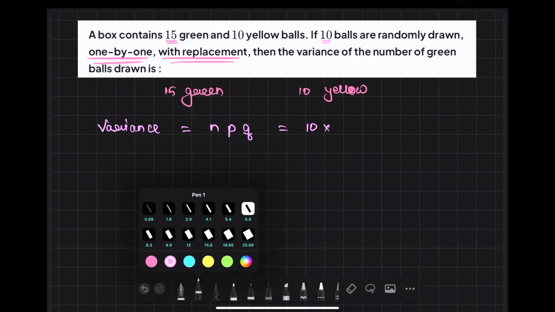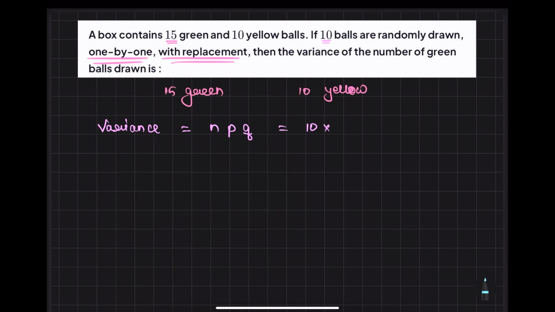Now p means what? Success means what? You have to handpick green balls. So what is the probability of having green balls? So you know that all together we have 25 balls, out of which 15 are green. So success will become 15 by 25. Okay. Now we have q.